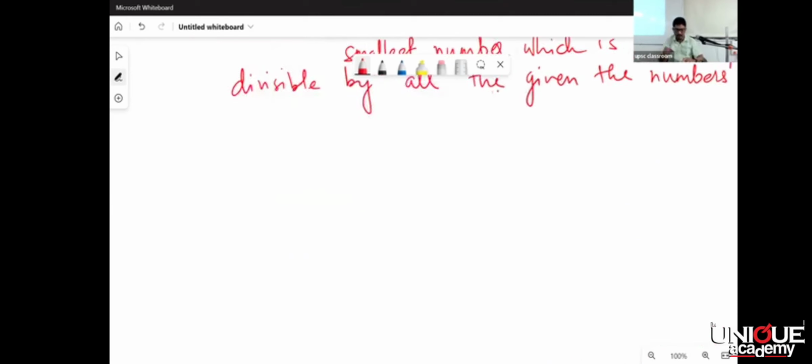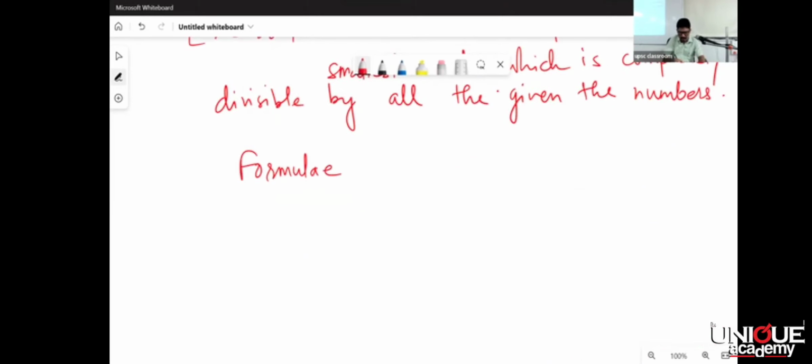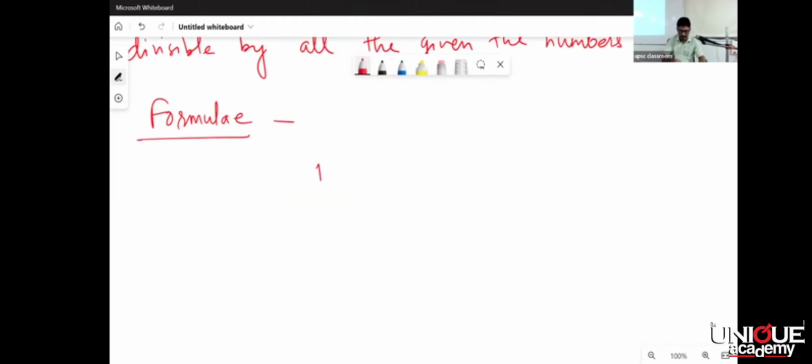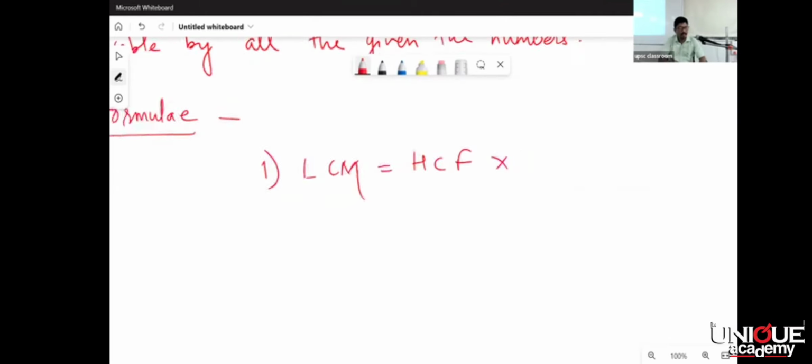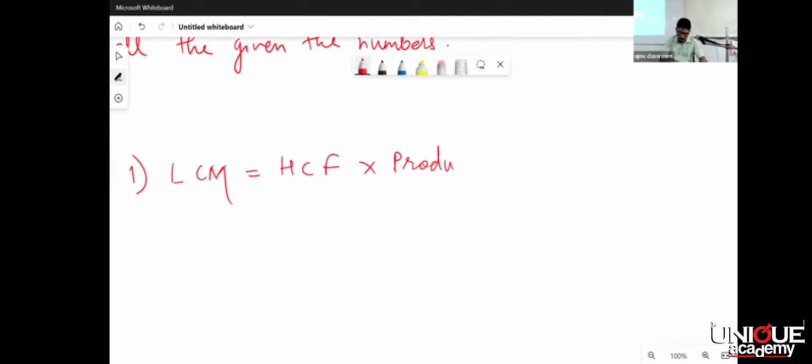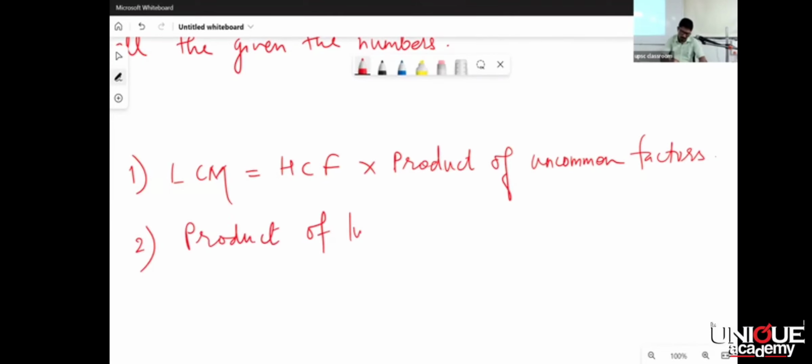So please take down. You write down the formulae. First one, LCM is equal to HCF into product of uncommon factors. LCM is equal to HCF into product of uncommon factors. Second one, product of two numbers is equal to HCF into LCM.